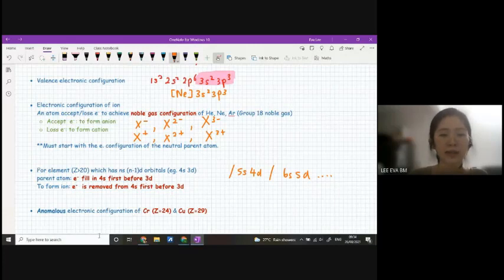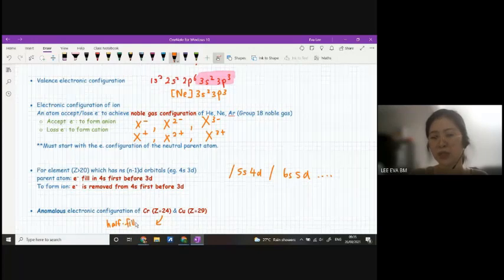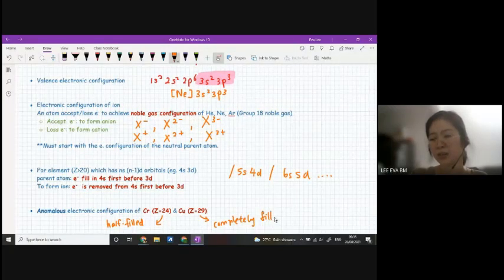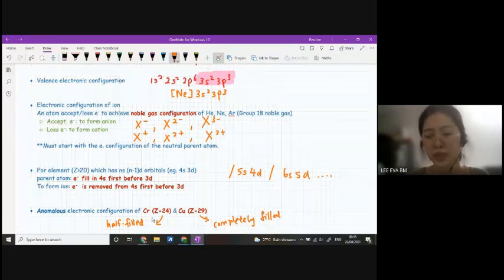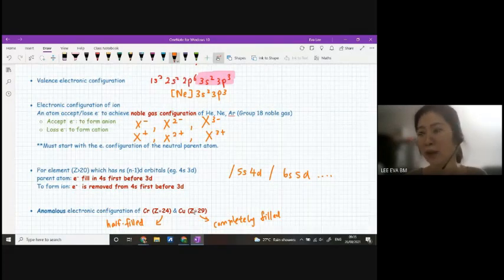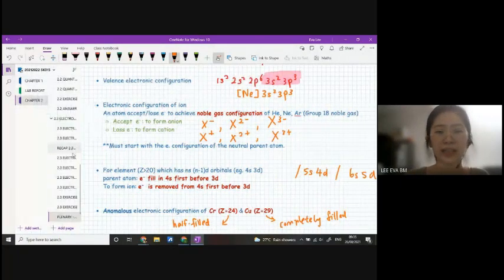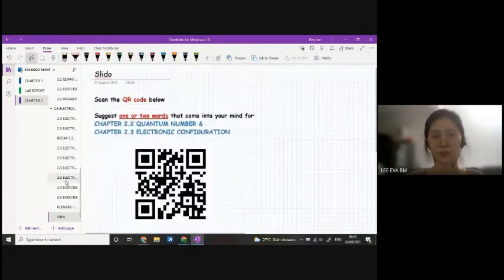Okay, last one, the anomalous case or anomalous filling patterns of the electron. You need to remember for chromium and copper, proton number 24, proton number 29. And also the reason is quite important. For chromium, it is because the half-filled 3d5 orbital is more stable. For copper, it is due to the completely filled 3d10 orbital, which is more stable. So besides understanding how to write the electronic configuration, you also need to be able to write out the expected one and also the actual one. Right, so we have done our chapter 2.